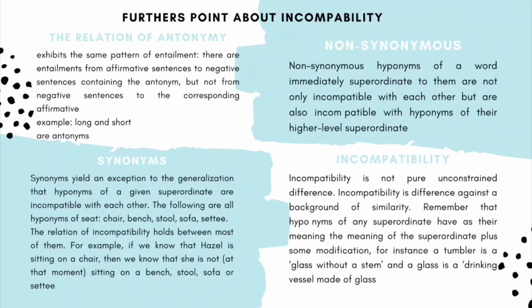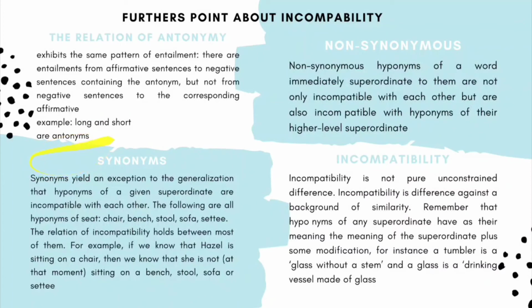Again, next, further points about incompatibility. The relation of antonymy introduced in chapter 2 exhibits the same pattern of entailments. There are entailments from an affirmative sentence to the negative sentence containing the antonym, but not from the negative sentence to the corresponding affirmative. For example, long and short.